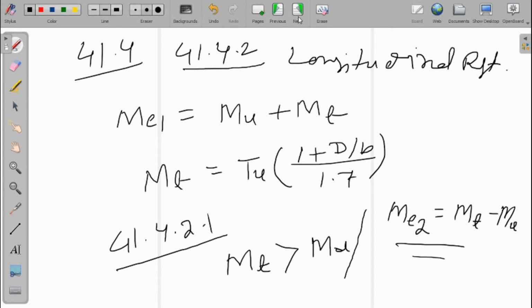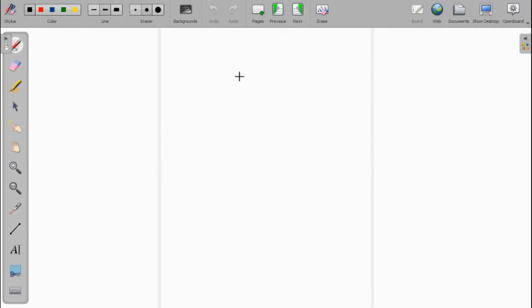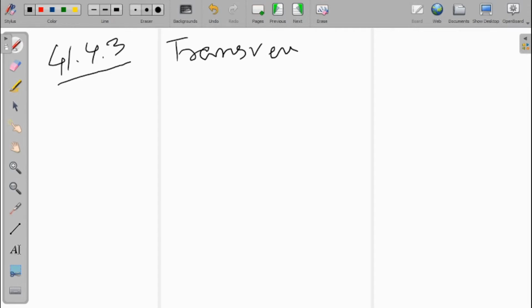Next, we will see the transverse reinforcement, how to provide the transverse reinforcement because of the torsion. Come to the next slide. The next clause is given in 41.4.3. In 41.4.3 it is talked about transverse reinforcement. It is said that two-legged closed hoops enclosing the corner longitudinal bars shall have an area of cross section Asv given by. It is saying that two-legged transverse reinforcement we have to give.